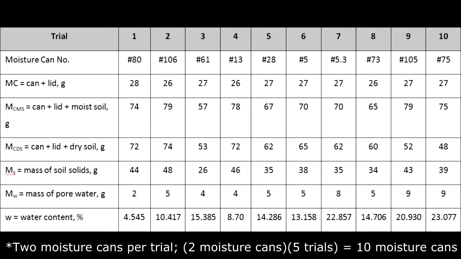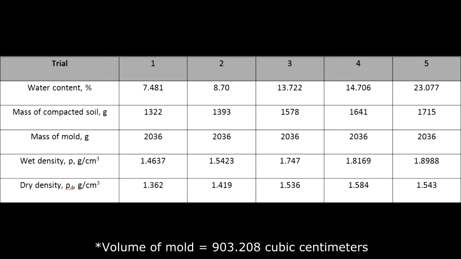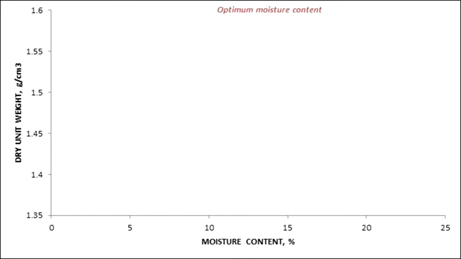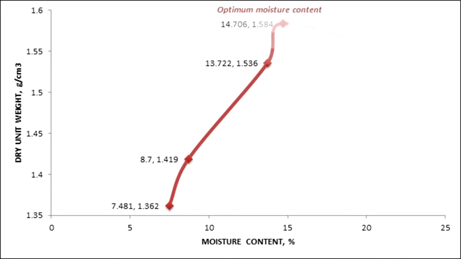For the experiment, our group performed 5 trials. From the data gathered, the graph for the moisture content and the dry unit weight was made. From the graph, the optimum moisture content was attained on the 4th trial. The moisture content was determined to be 14.706% for a dry density of 1.584 grams per cubic centimeter.